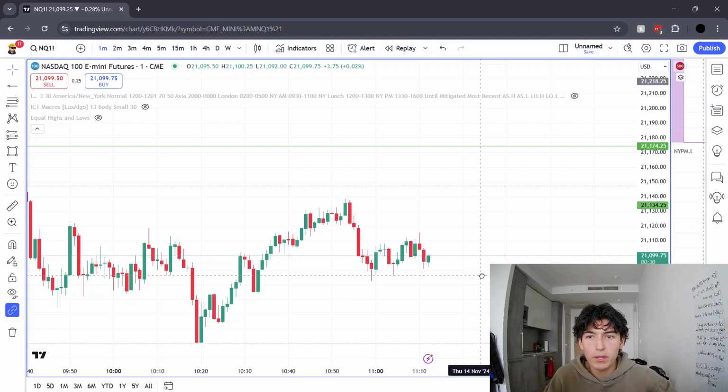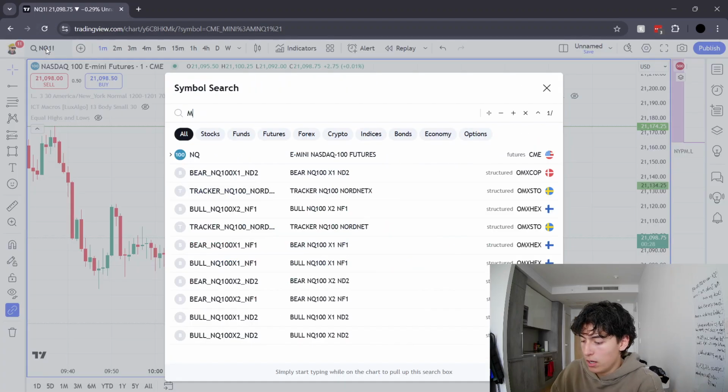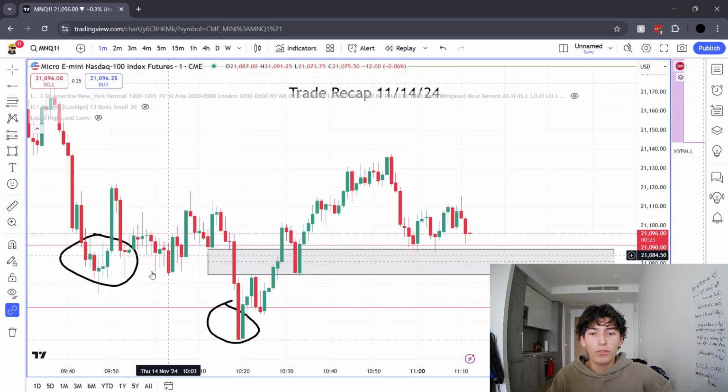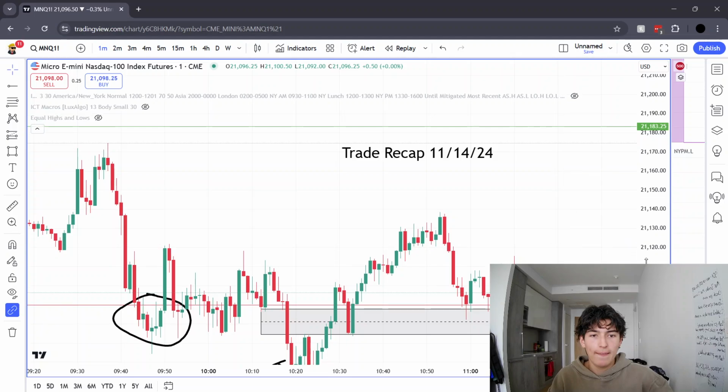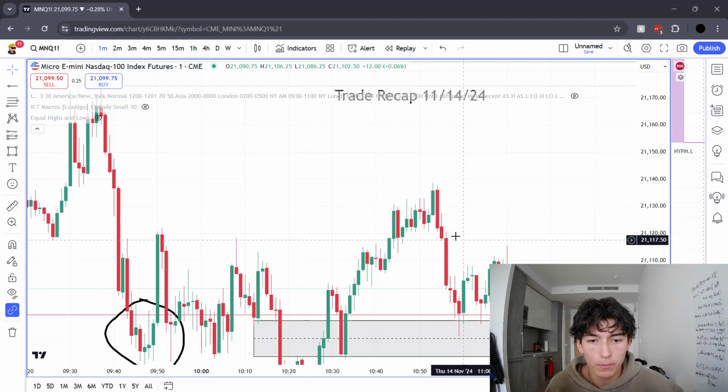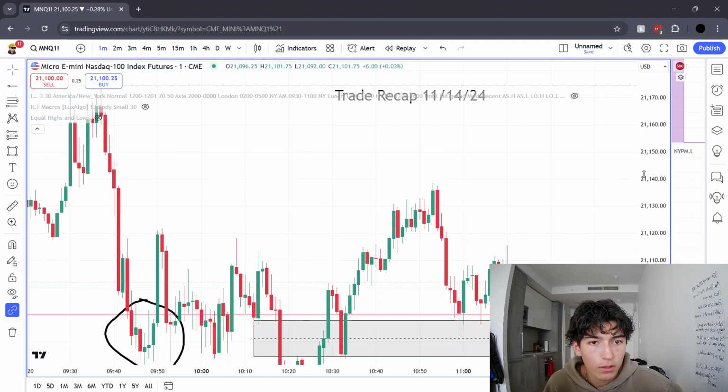And that's basically going to be it for this trade recap. Hopefully you guys understood why I took this trade and why I set my take profits where I put them and why I set my stop loss where I put them.